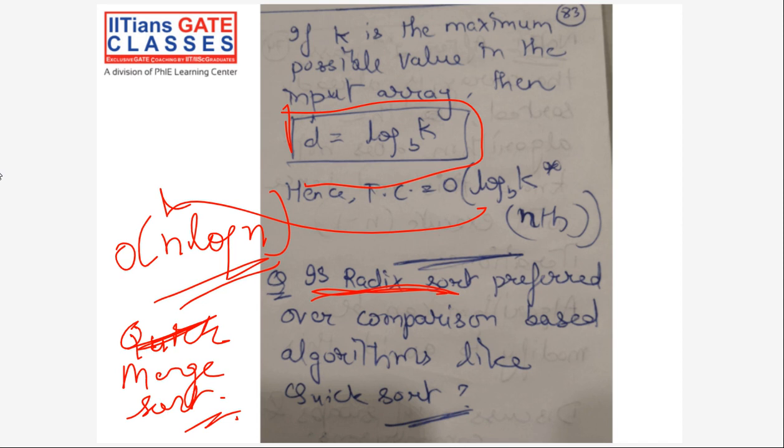Sanjeev, let's say we have fixed length numbers, fine. Radix sort is useful. Can't we do the same thing with merge sort as well?